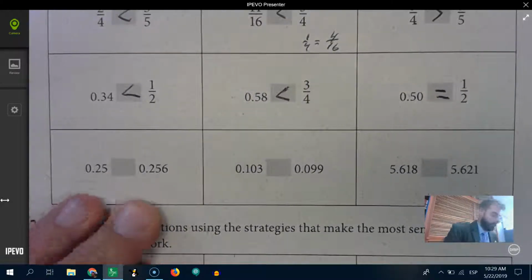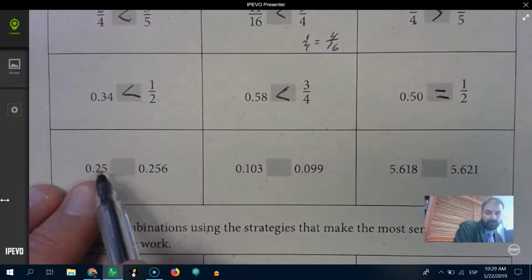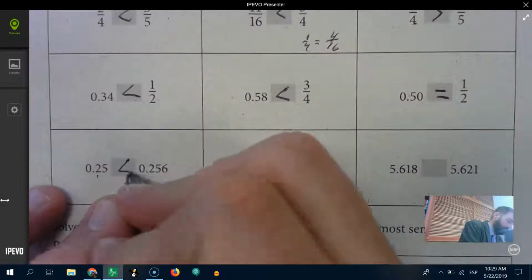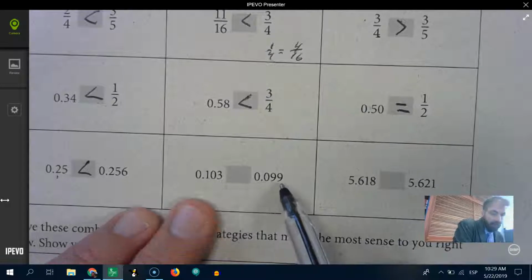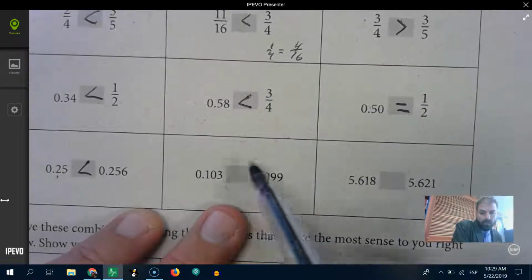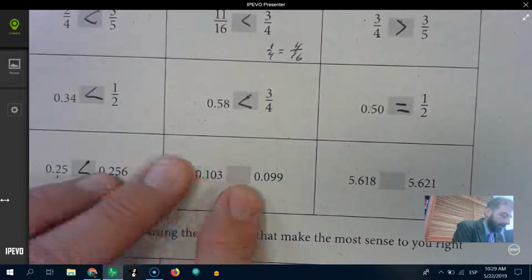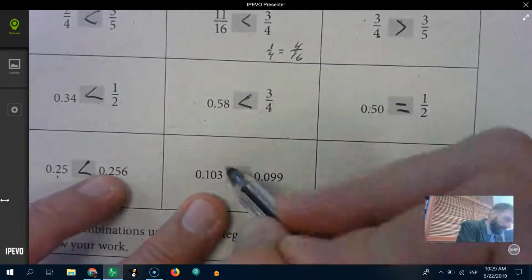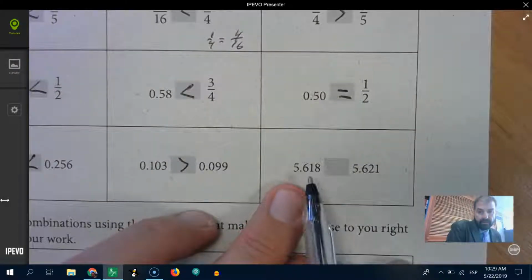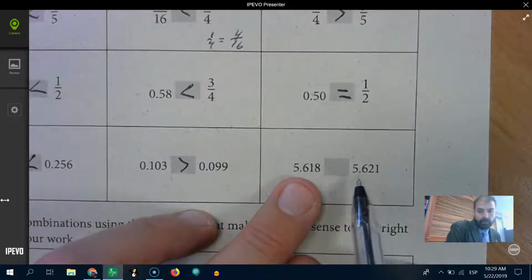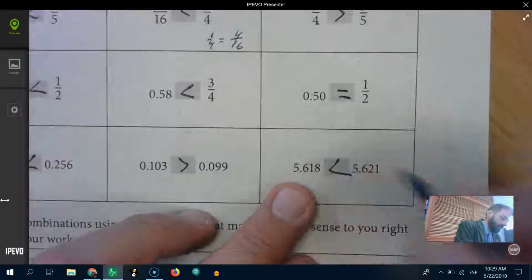All right, we have 25 hundredths and comparing that to 256 thousandths. Well, my 2 is the same, the 5 is the same. And what do I have in the thousandths? I have a 0, and here I have a 6, so this is more. Here, right off the bat, this is what I was talking about. You see how I start figuring, oh, this is more? Well, no, because this has a 1 in the tenths, and this doesn't. So this would be like comparing 103 to 99. Well, this one's more. And then we have 5 and 618 thousandths, and 5 and 621 thousandths. 621 is more than 618, so that's greater.